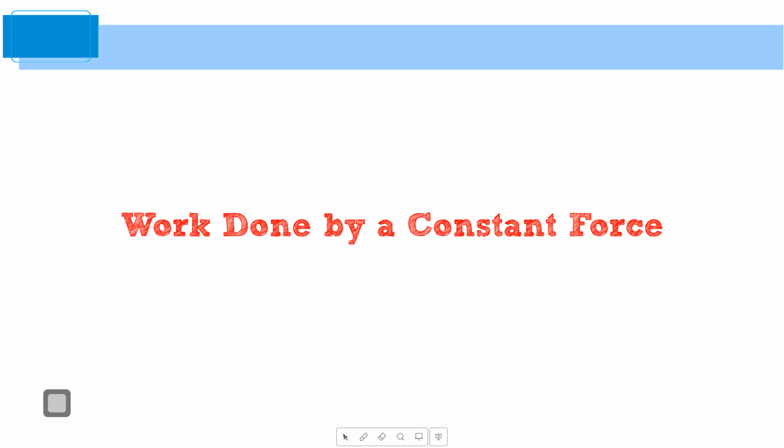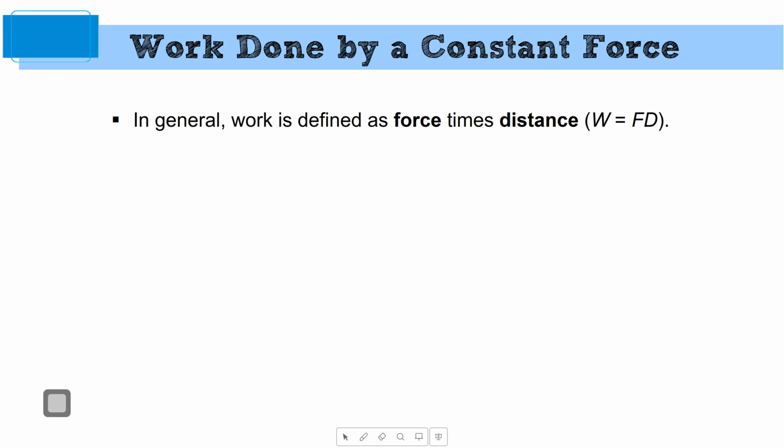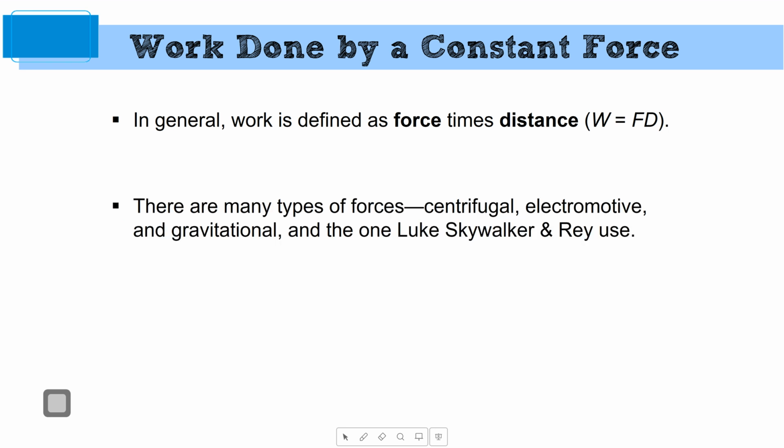All right, so constant force, like I said, it's really simple. We're going to take force times distance, capital F representing force, D representing distance, W representing the amount of work done. We're going to look at all kinds of different forces. Centrifugal, electromotive, that sounds fancy, gravitational, and the one that Luke and Ray use.